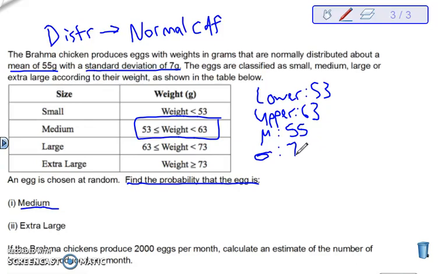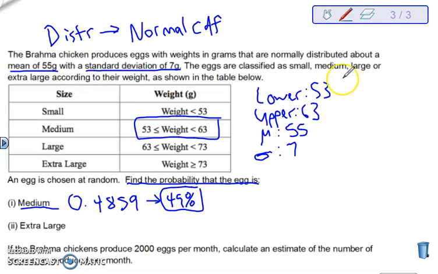So when we hit enter, and then possibly enter again, depending on whether it calculated it for you, you should get something that looks like this. So 0.4859, which means we have about a 49% probability that the egg is medium.